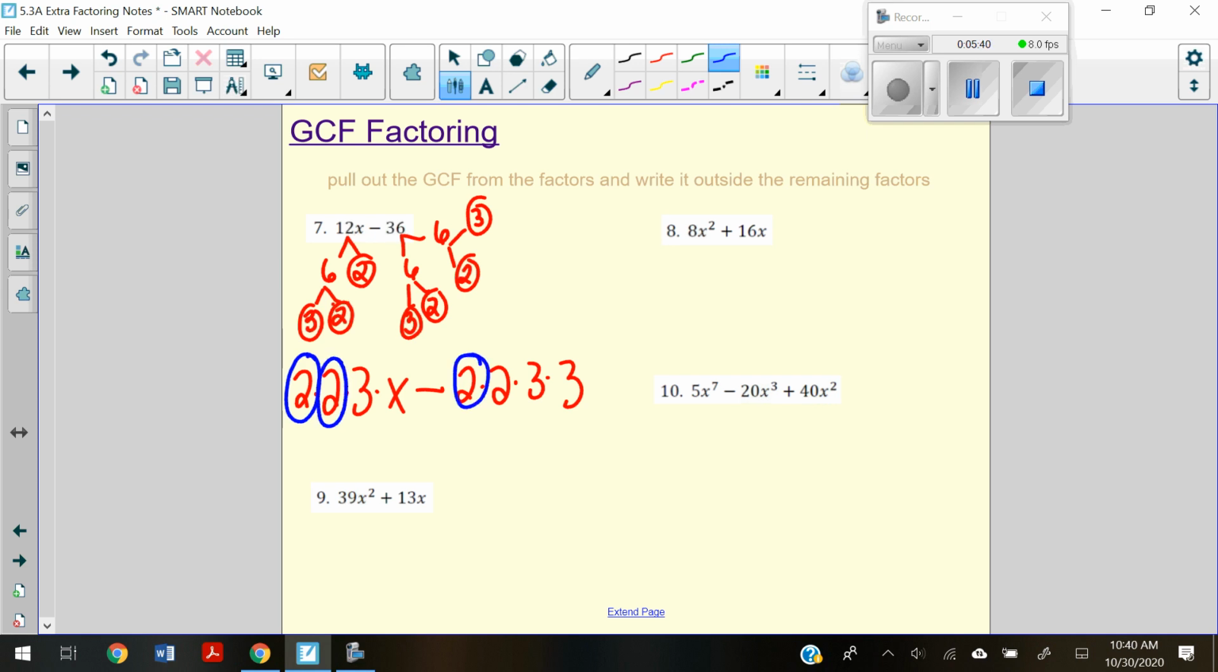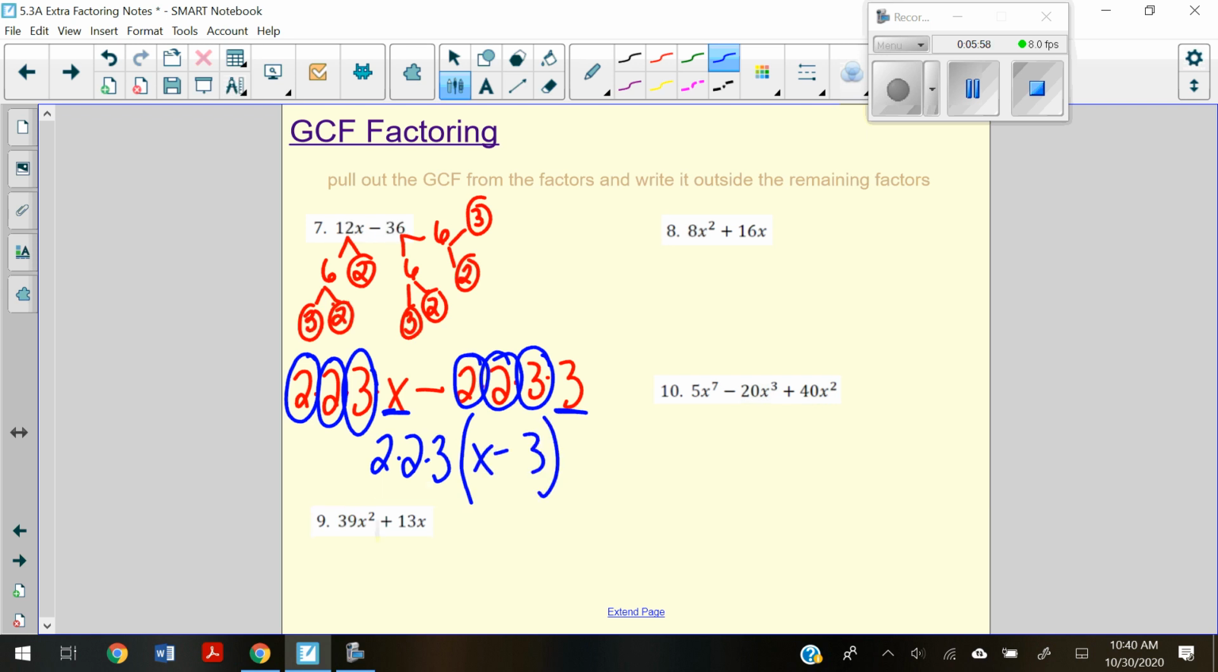Okay, I have a 2 from here, and I have a 2 from here. I have a 3 from here, and a 3 from here. So anything I've circled, I'm going to put one of them on the outside. So I can pull a 2 and a 3 out of both of them, and anything that's not circled gets left, x minus 3. So now I'm going to multiply back together. 2 times 2 times 3, and I'm going to end up with 12 times x minus 3. Now this is the long way to work that all out.